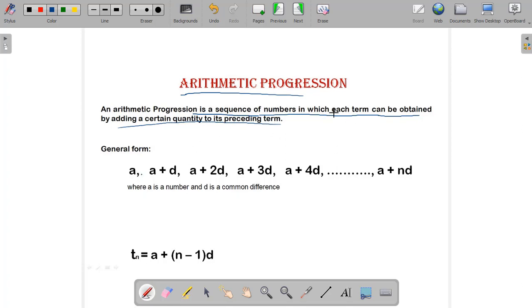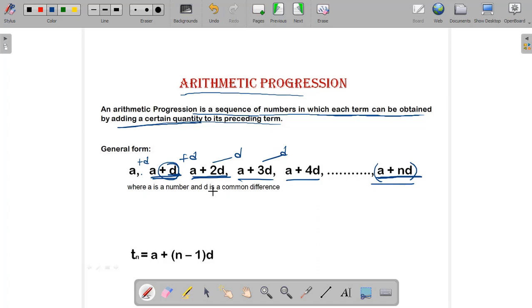So each term can be obtained by adding a certain quantity. Certain quantity means d. If we add some quantity to the previous number, we get the next number. So if we add d to a, we get a plus d. If we add d to a plus d, we get a plus 2d, because d plus d represents 2d. If we add d to a plus 2d, what we get? a plus 3d. If we add d to a plus 3d, we get a plus 4d. So the nth term of the series is a plus nd. So this is the nth term of the arithmetic progression.